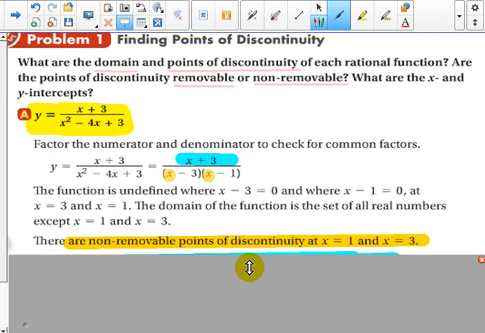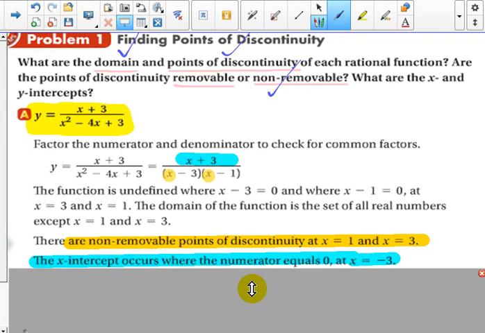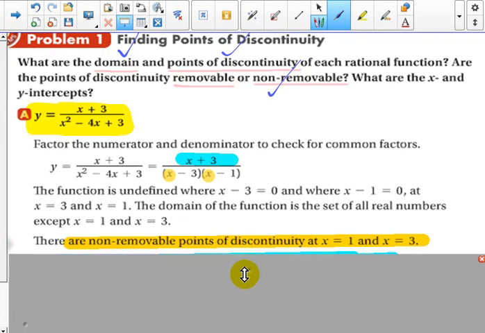So now we've answered this, this, and this. Now we've got to talk about the x and y intercepts, which I said I'd just teach as we hit it. So how do you get an x-intercept? The x-intercept, you just look at the numerator. What makes this numerator 0? When x is equal to negative 3, so there's your x-intercept. That easy, guys. So x-intercept is what makes your numerator 0.